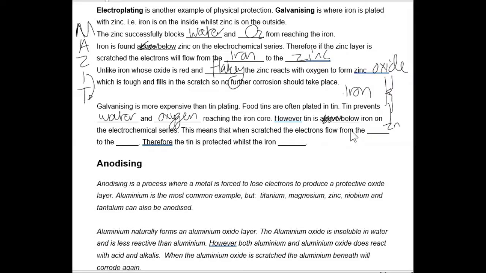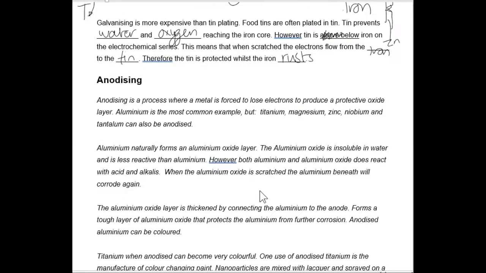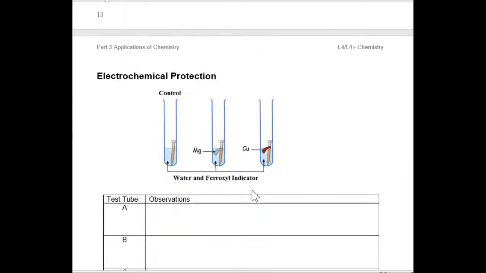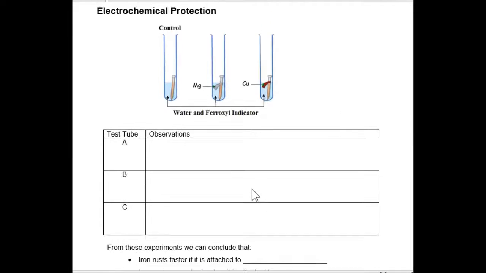This means that when scratched, electrons flow from the iron to the tin. Therefore, the tin is protected whilst the iron rusts. And then we've got some information about anodizing that you should have a little read about. Electrochemical protection is just the idea that the more reactive metal protects the less reactive metal by giving it electrons.